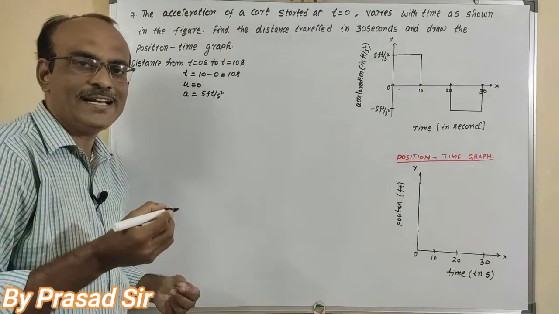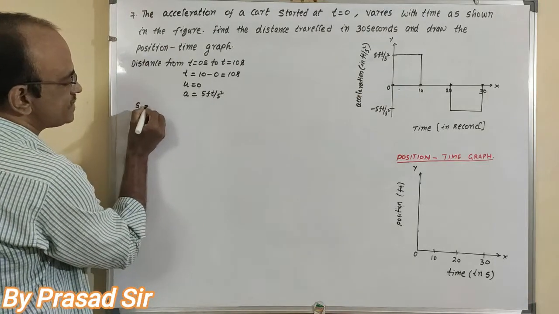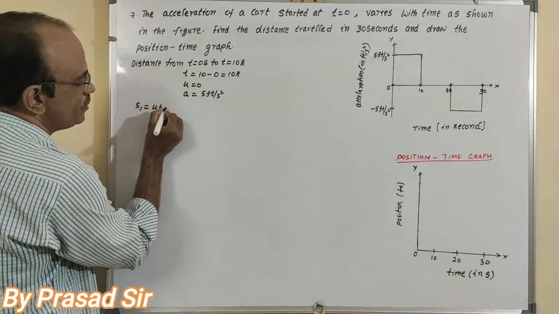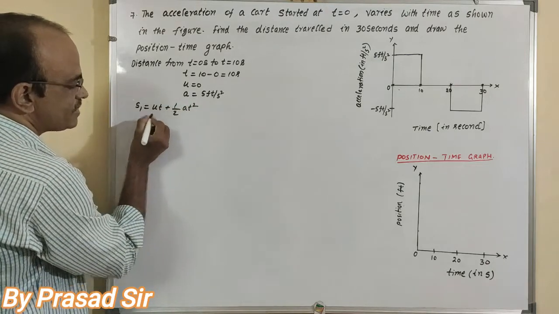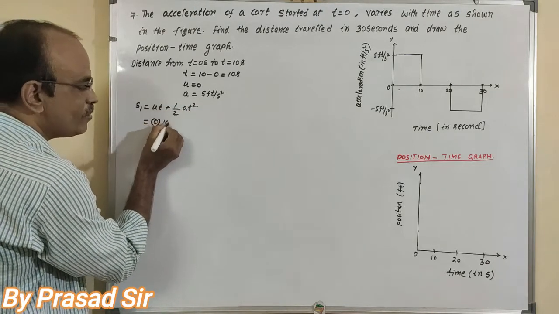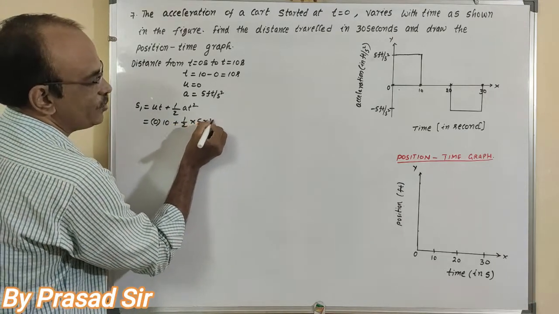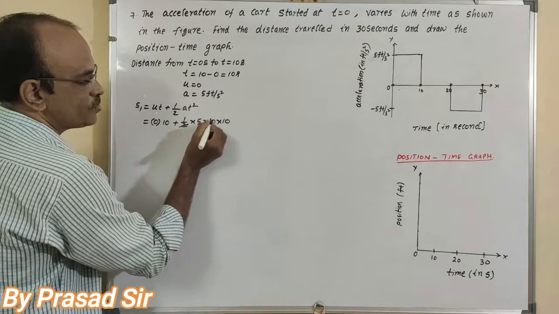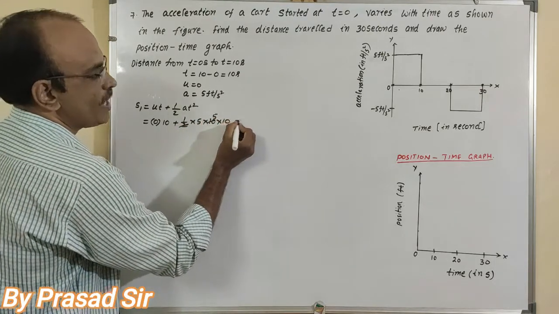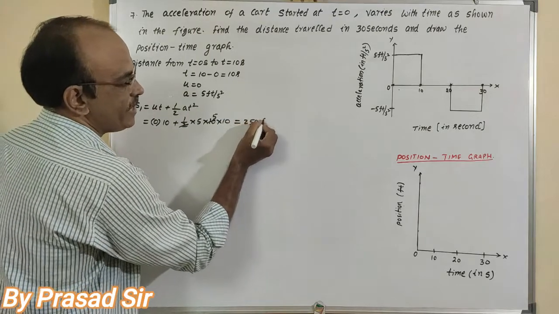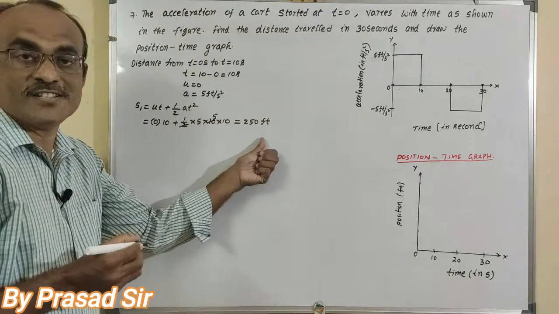Now I want to calculate the distance from 0 to 10. I will take the distance as S1 equal to ut plus half a t squared. Here u is 0, as we already know, so time t plus half into 5 into 10 into 10. So half of 5 into 5 is 25, into 10, gives 250 feet. That is the distance.